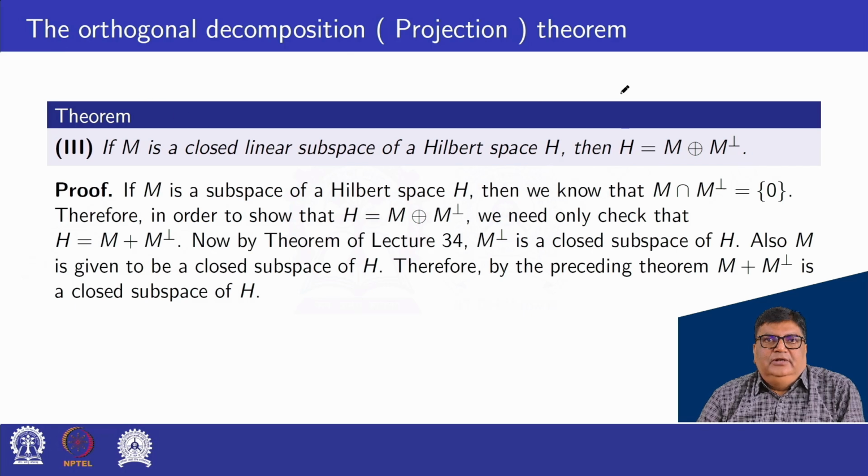Projection theorem. This is also known as the orthogonal decomposition theorem. If M is a closed linear subspace of a Hilbert space H, then H is equal to M direct sum M perpendicular. Proof. If M is a subspace of a Hilbert space H, then we know that M intersection M perpendicular is equal to the singleton set 0. We have already proved it.